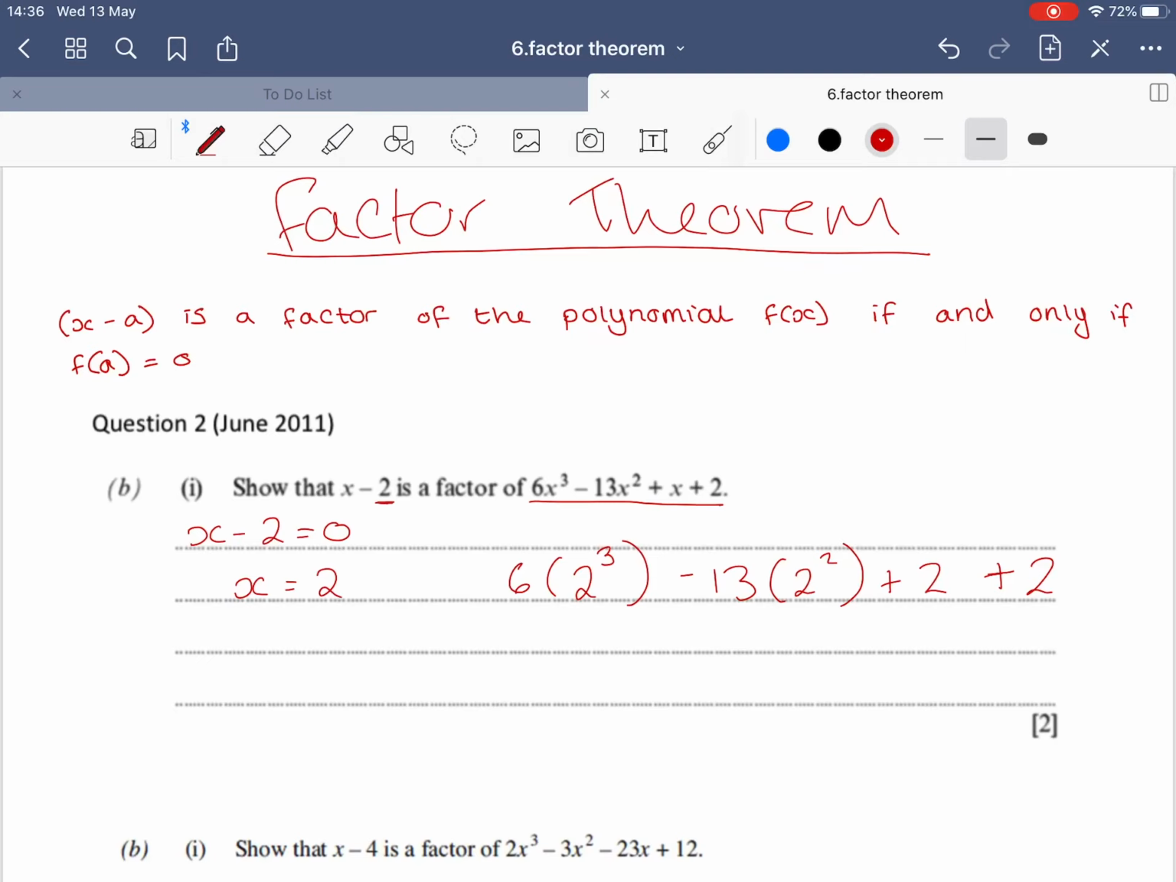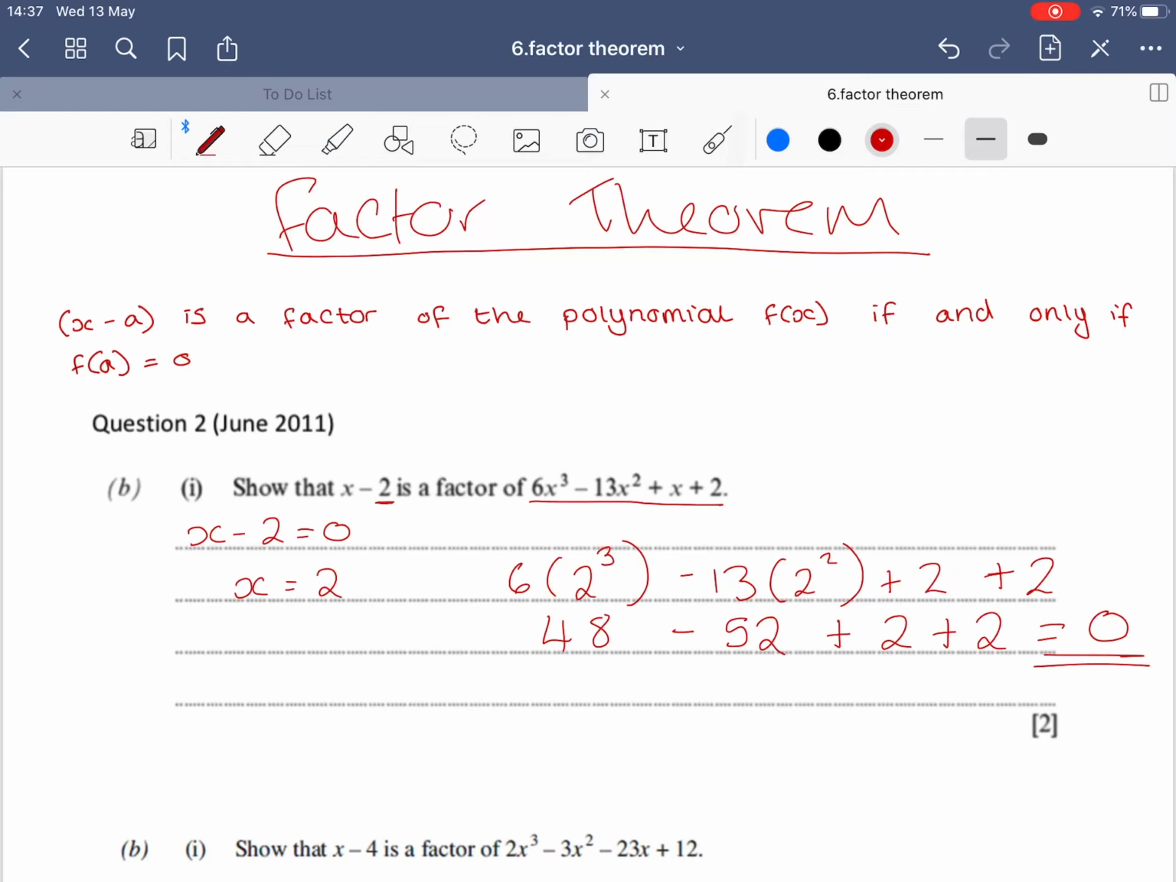So 2 cubed is 8, 6 8s are 48. 2 squared is 4, 13 times 4 is 52, so that'd be minus 52. Add 2, and if you put all that in your calculator, you do get 0. So it is proved. x minus 2 is a factor because when we substitute in x equals 2, the answer is 0. You can then use that to factorize fully.